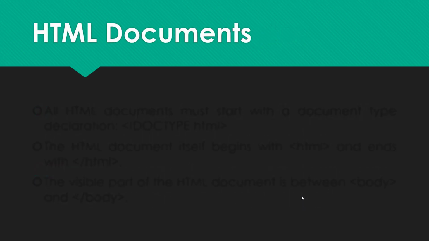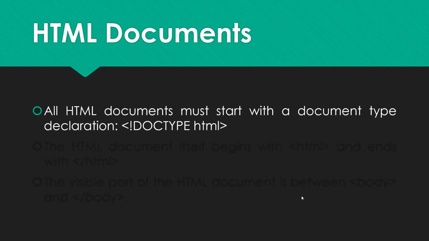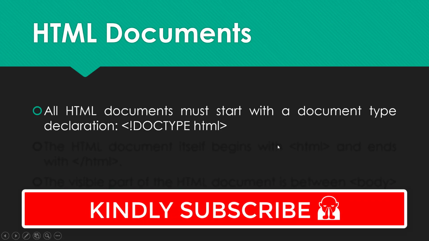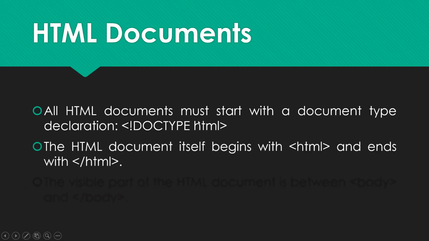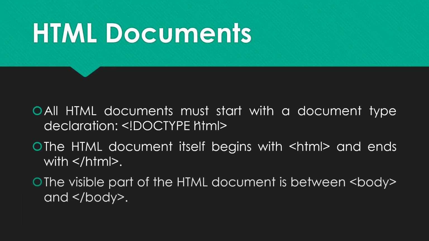So, HTML document, all the HTML document must start with a what? With a document type declaration, and this is how we declare a document of HTML, with that less than sign and then the exclamation mark and then doctype of HTML. So the HTML document itself begins with the what? With the HTML tag, and ends with the what? With the closing HTML tag. And the visible part of the HTML document is between the body tag.